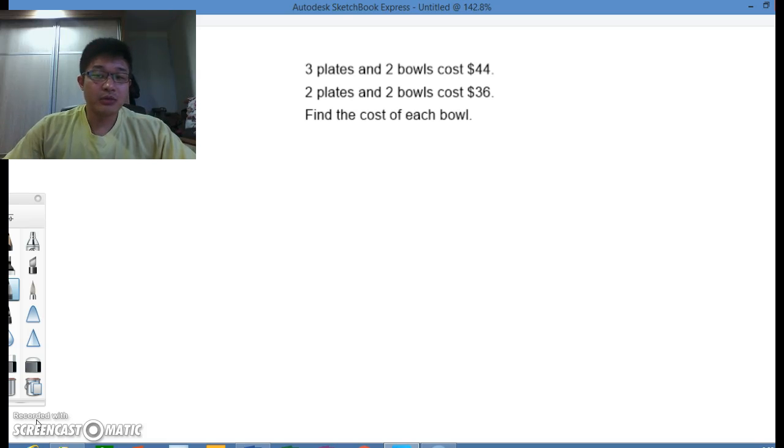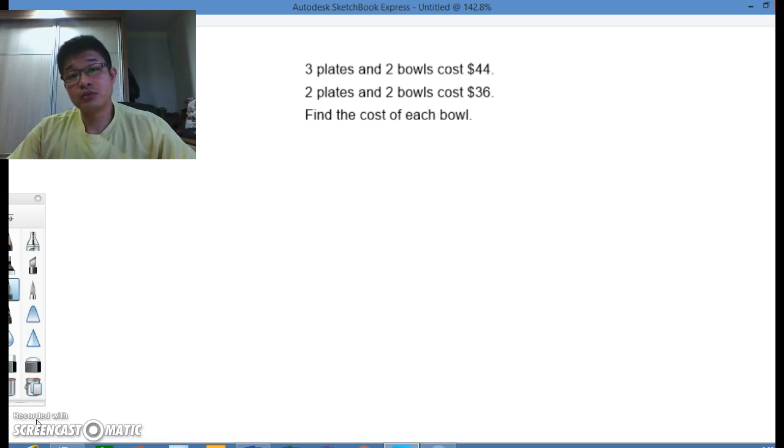People or teachers who are familiar with the secondary school syllabus and algebra will solve this using simultaneous equations. But there's actually a way to do it using the model method, and students typically start to encounter such a question in primary 4. So here we go.